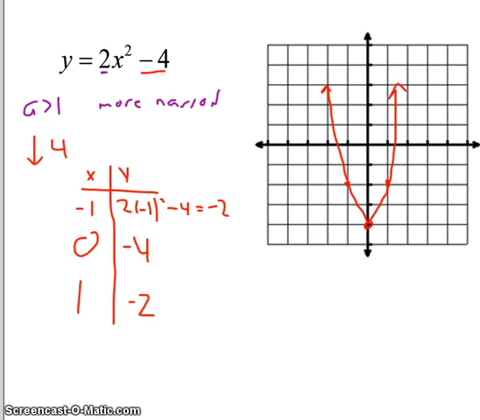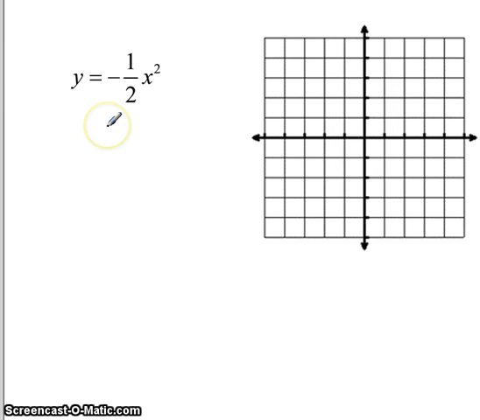Let's try one more. Here we would have an a value. The absolute value of negative 1/2 is equal to 1/2, which is less than 1. So remember, a value of 1 is my baseline. If an a value is less than 1, it's going to be wider. This graph should be wider than the original graph of x squared.